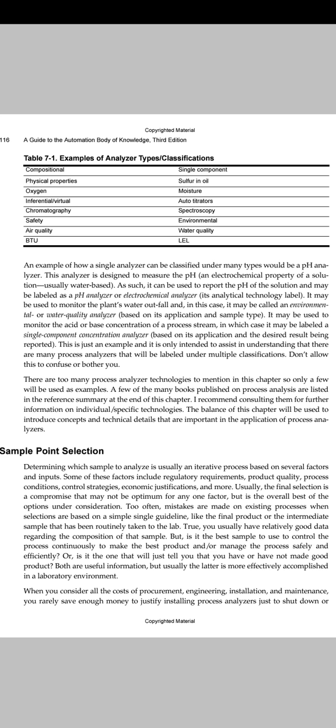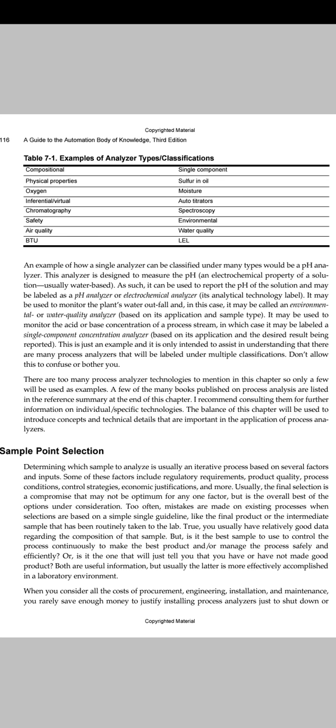It may be used to monitor the plant's water outfall, and in that case it may be called an environmental or water quality analyzer based on its application and sample type. It may be used to monitor the acid or base concentration of a process stream, in which case it may be labeled a single component concentration analyzer based on the application and the desired result being reported.